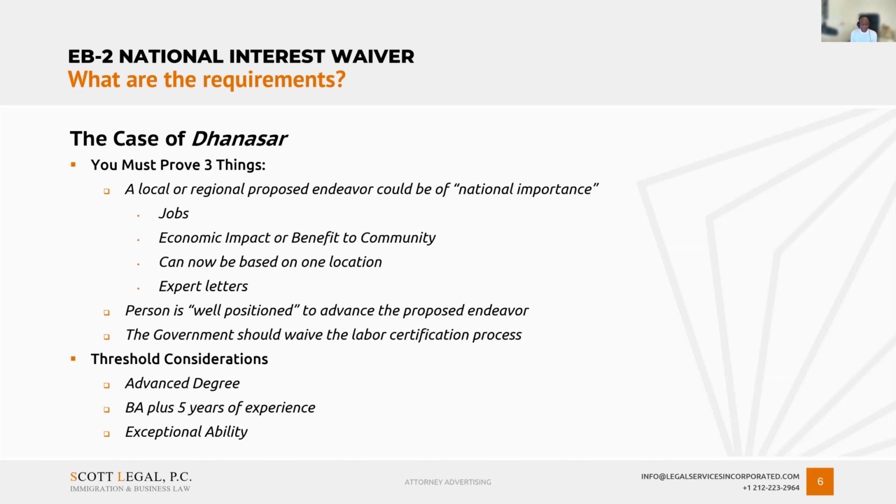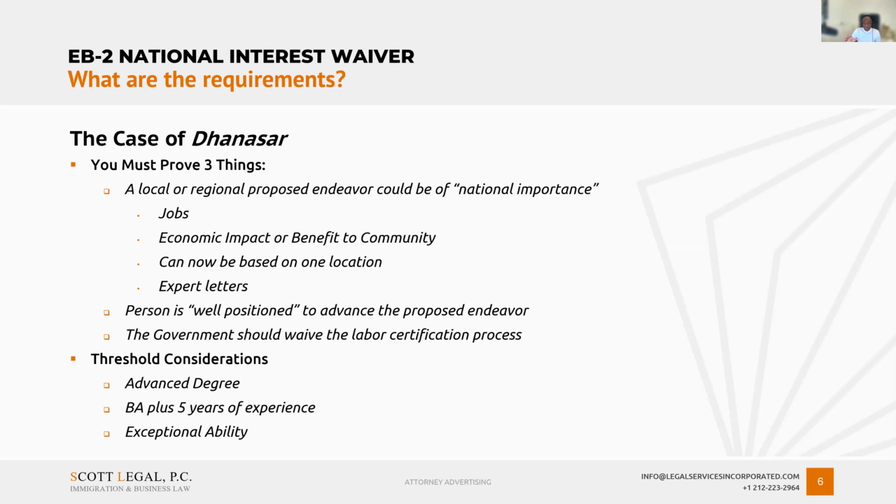Now, I know it's at the bottom of the slide, but I want to talk about it first. Before you even get to what I'll call the hard part of National Interest Waiver, you have to first meet the threshold requirements of EB-2. And that is, you either have to have an advanced degree, so that's going to be a master's degree or higher, or a bachelor's degree plus 5 years of progressive work experience, or something called exceptional ability. So exceptional ability, there's 7 criteria, and you have to meet 3 of them.